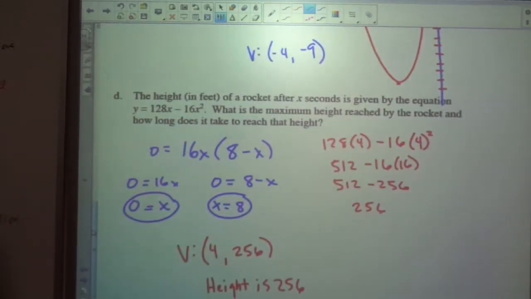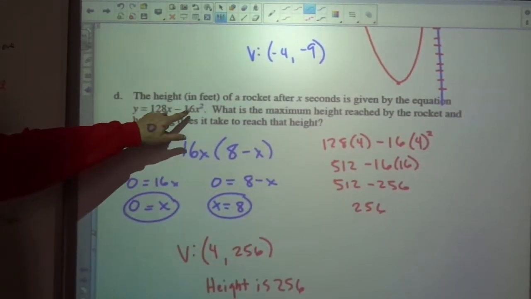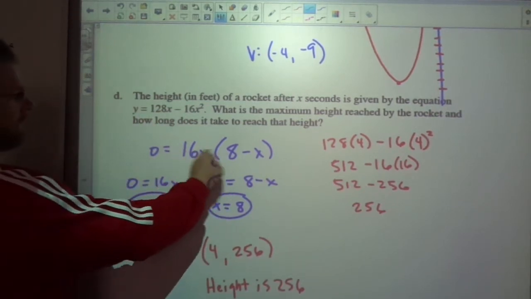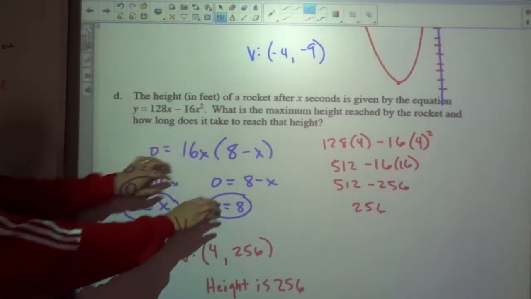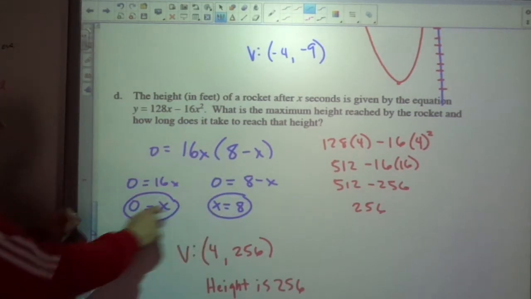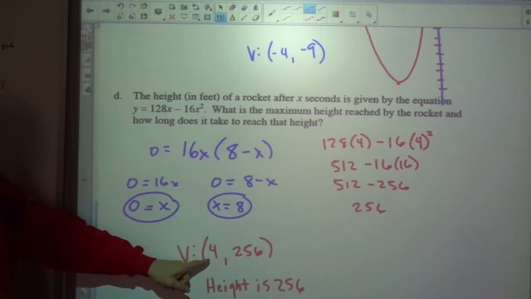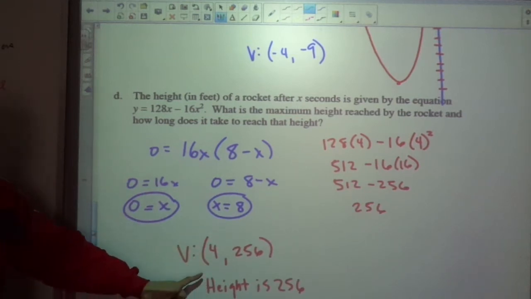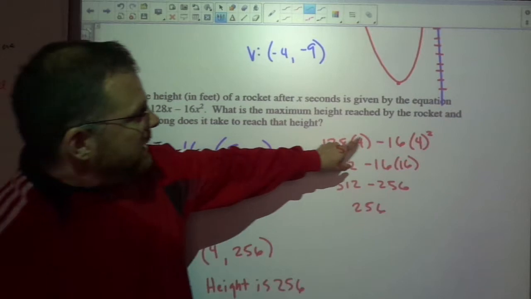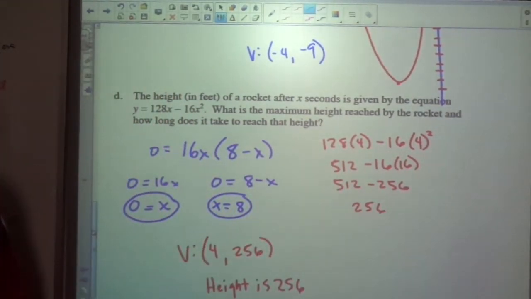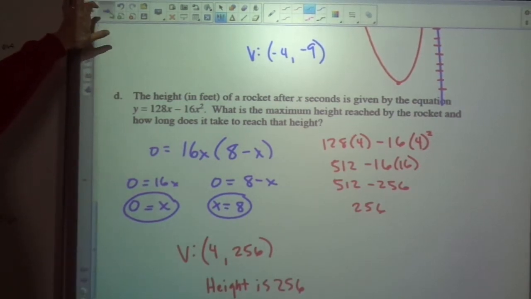And D says the height, what's the maximum height? So I factored this, greatest common factor. I pulled out a 16x, and that left this left over. And then zero product property, I can split this and split that. So I get 0 and 8. I can average those to find the middle, which is 4. And then I plugged that back in, and I found that when the vertex was 4, the height was 256. So there's the answer there. You can average to find the middle.